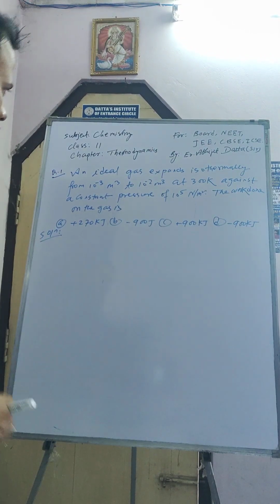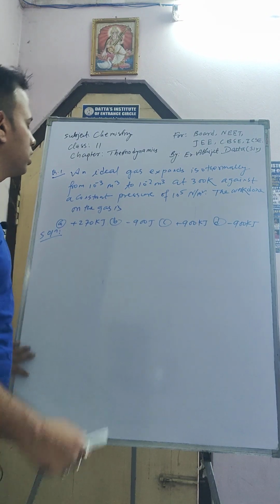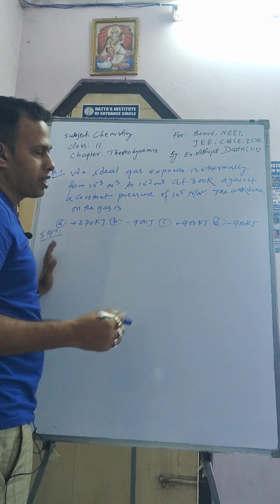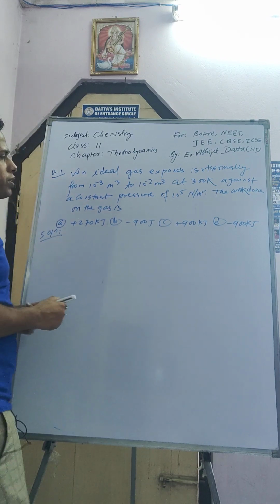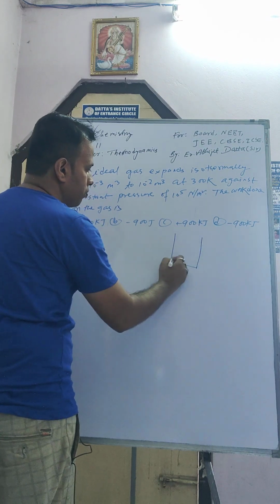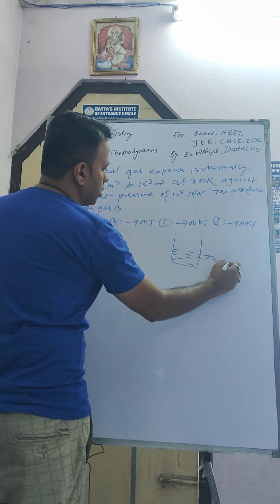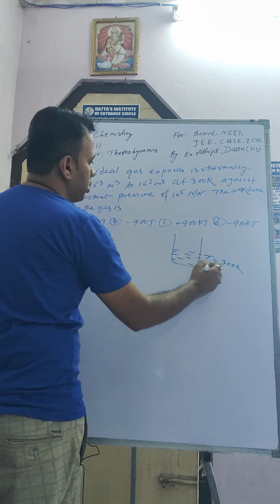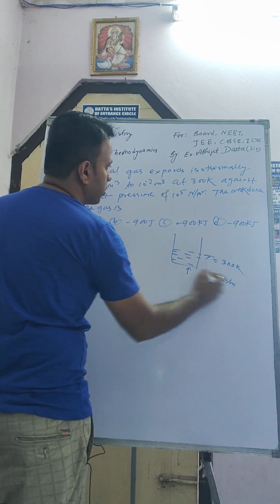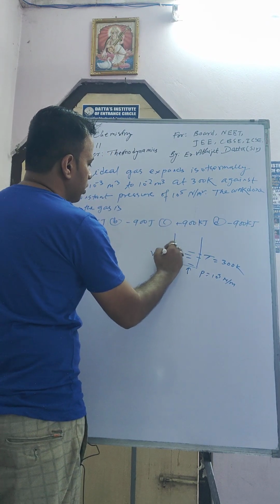Now our first question is like this: an ideal gas expands isothermally from 10 to the power minus 3 meter cube to 10 to the power minus 2 meter cube, at 300 kelvin temperature, against an absolute pressure of 10 to the 5 Newton per meter square. So this is one container. The temperature T is 300 kelvin, the pressure is 10 to the power 5 Newton per meter square, and the initial volume is 10 to the power minus 3.